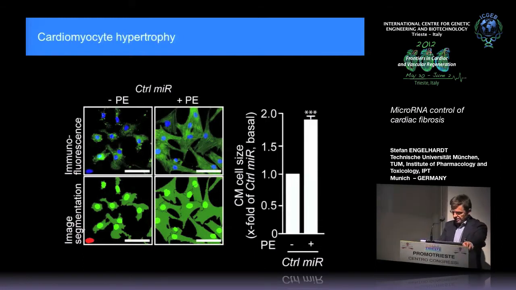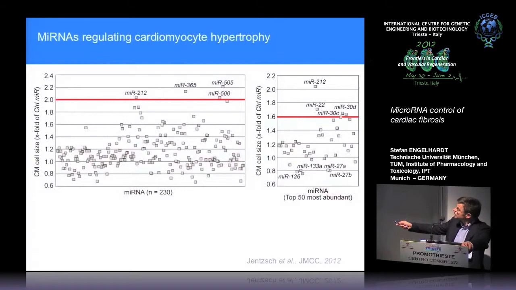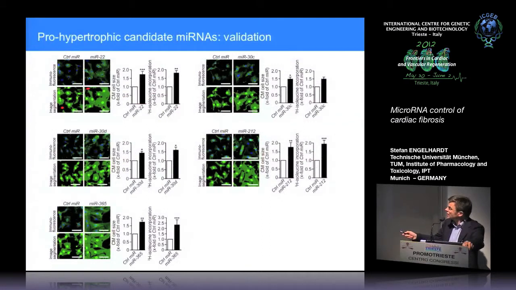So the next slide shows the principal result of Claudia's work. She identified quite a few microRNAs which are capable of inducing a rather strong, here's a twofold, pro-hypertrophic effect. Here is the analysis if she restricts it to the 50 top expressed microRNAs, here the pro-hypertrophic ones, here anti-hypertrophic microRNAs. And this is highly reproducible.